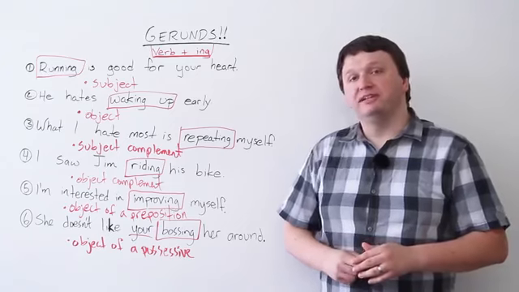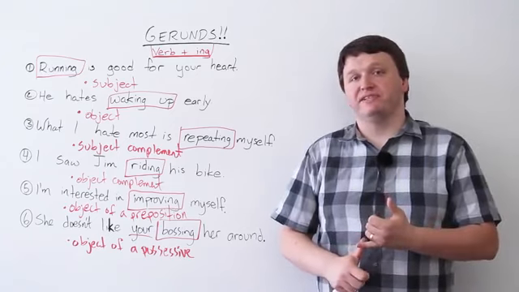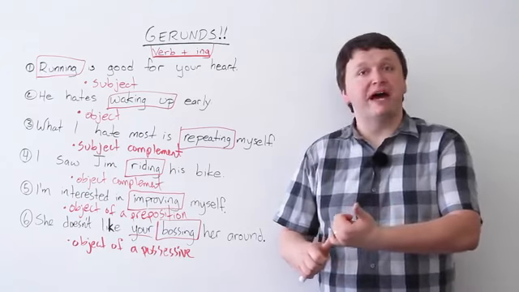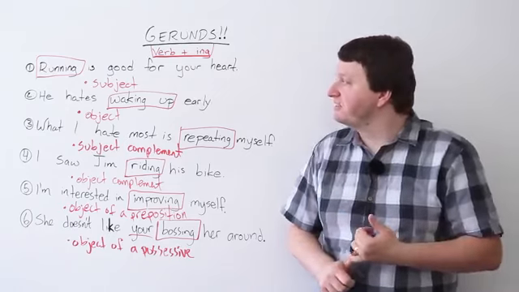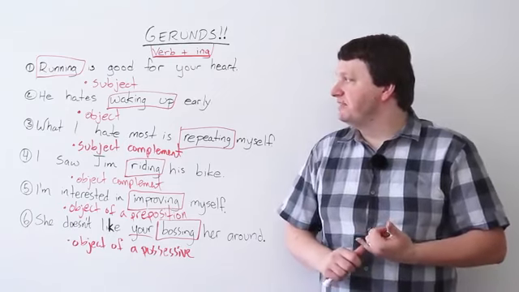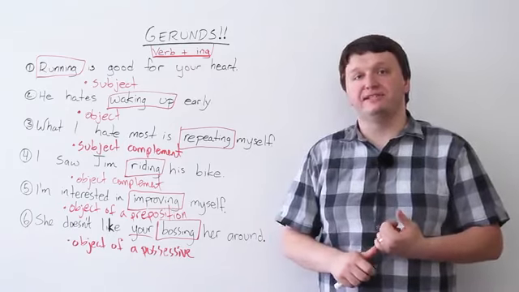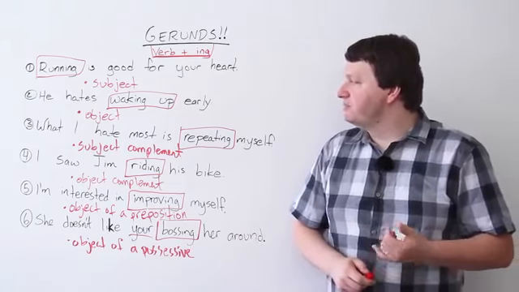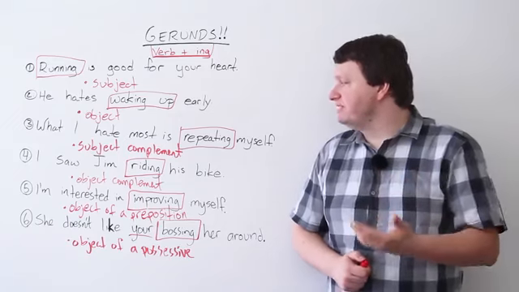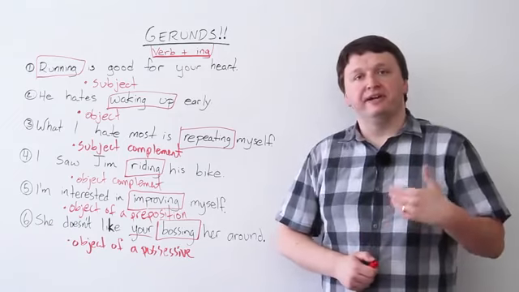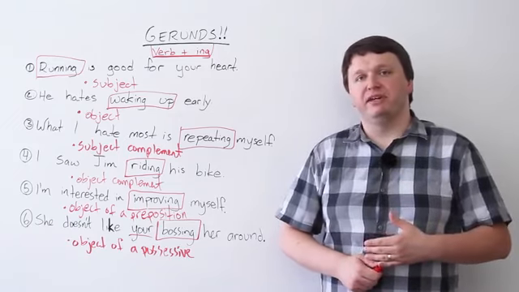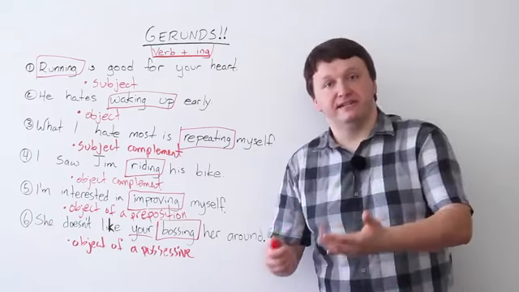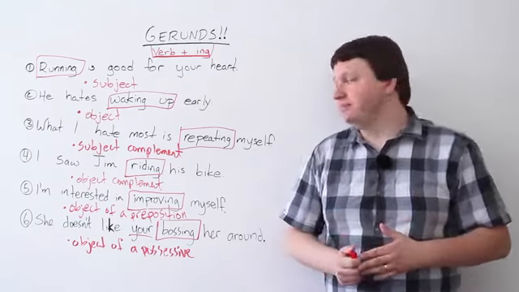So once more, a gerund can be the subject of a sentence. For example, smoking is bad for you. Smoking is the subject. It can be the object of a sentence, like we have here. He hates. What does he hate? Waking up early. It can be a subject complement. What I hate most is repeating myself. Another example of this might be, my favorite activity is hiking, for example.